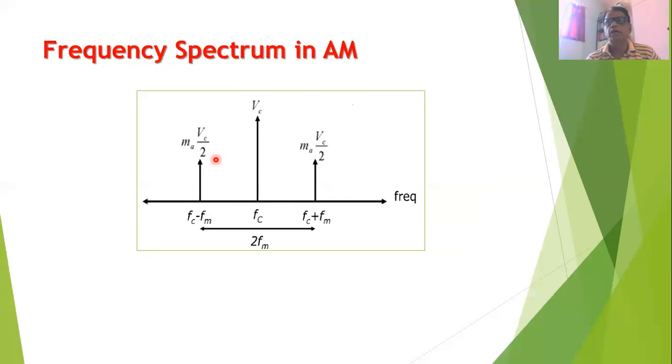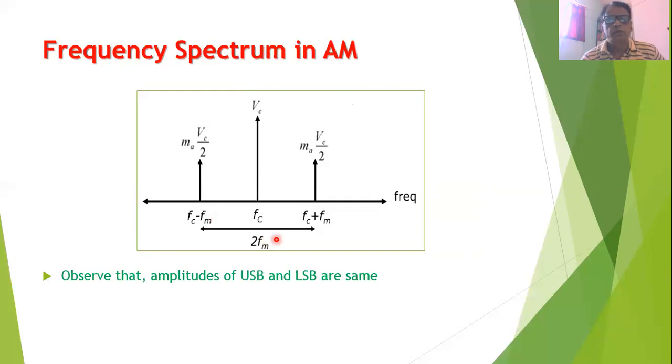If we consider Ma equal to 1, then the amplitude for both the sidebands will be Vc/2. And if you compute the difference between the highest frequency and the lowest frequency in AM, you will find that the difference is twice fm. So you can observe that the upper sideband and lower sideband have the same amplitudes in AM.